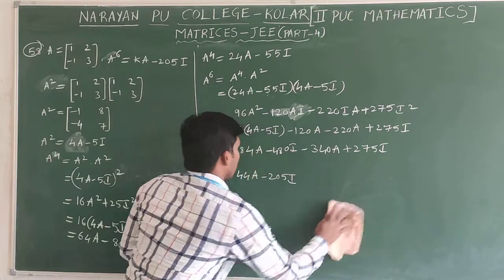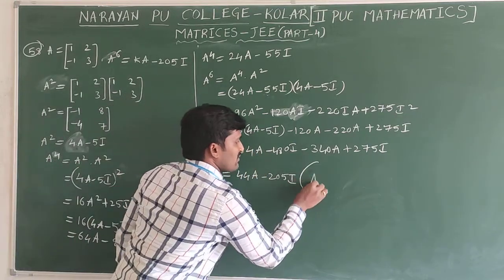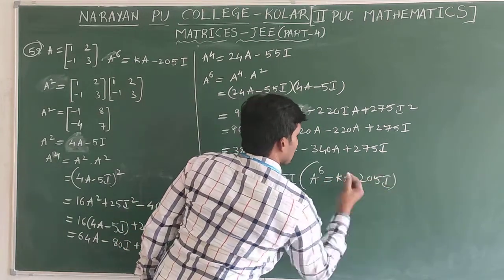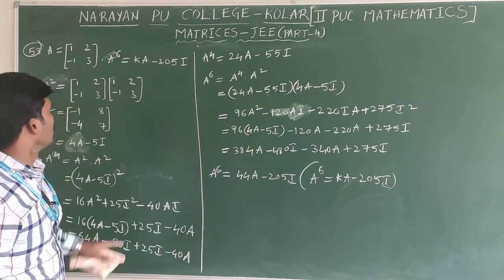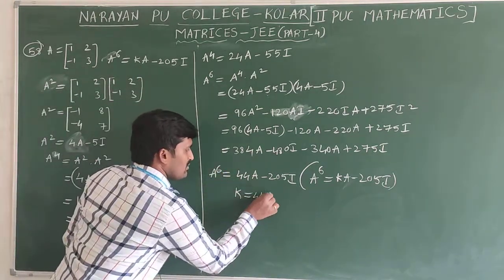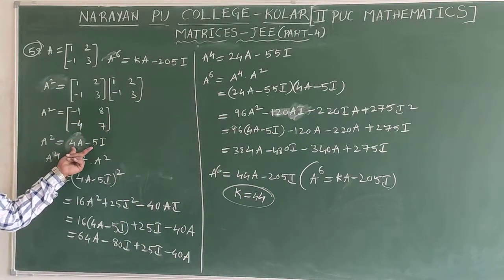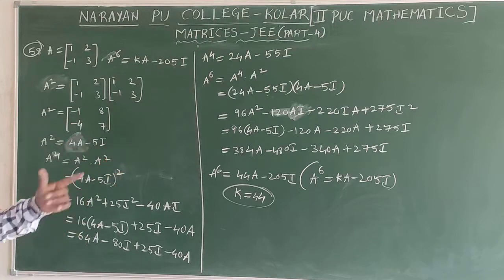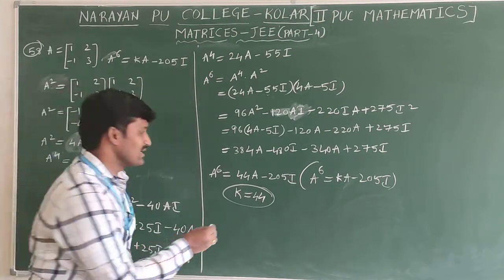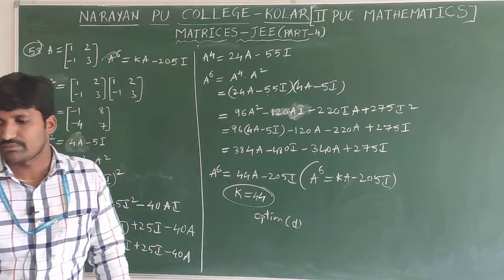If you compare this with the original equation, here you got on the left side A⁶. Compare with what is already given, A⁶ equals kA minus 205 into I. Now the k value, how much is there? Clearly in the place of k, 44. The general method is that we need to convert A² in the form of A and the identity matrix. Now which option is correct? Option D. Option D is the correct one.